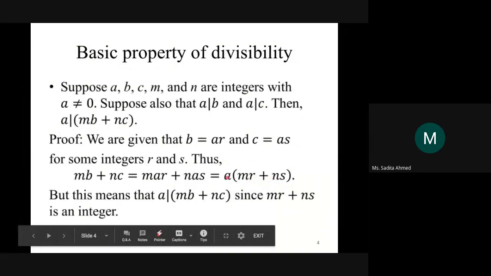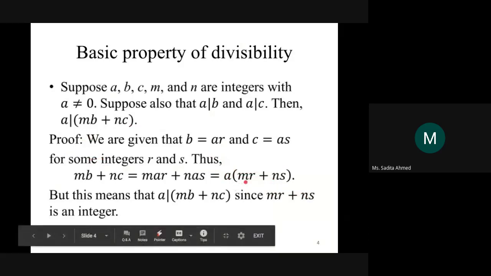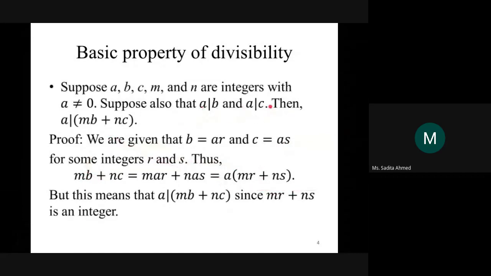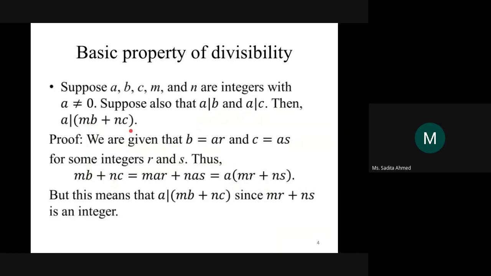So now that we know that, see that this term is equivalent to MB plus NC. So if A can divide this term, where the result is an integer, A can divide this as well, because these two are equivalent. So there you go. That proves that, based on the assumption that A can divide B and A can divide C, A can also divide MB plus NC. Okay. Any questions regarding this proof?